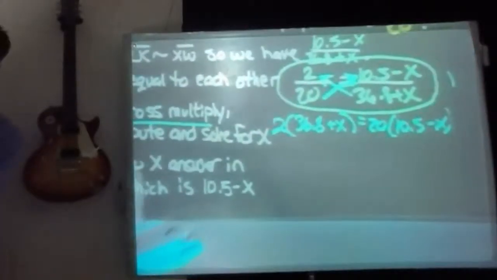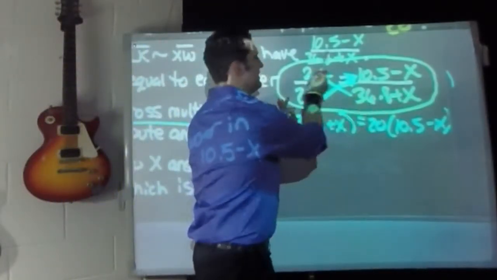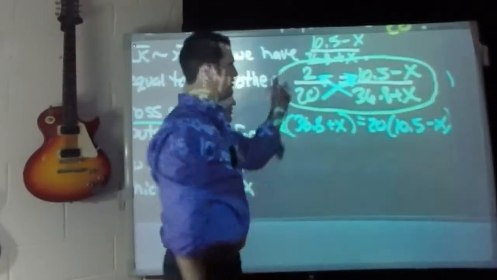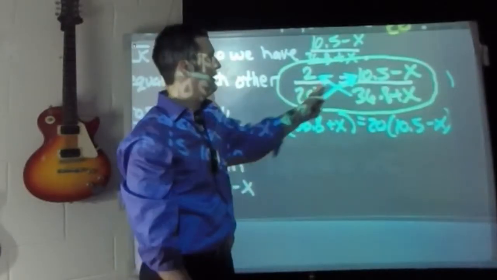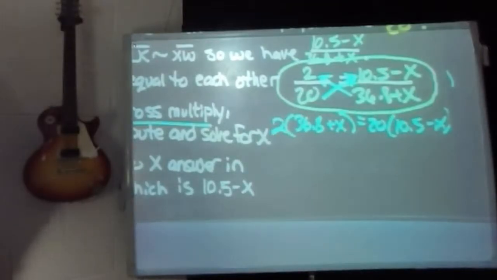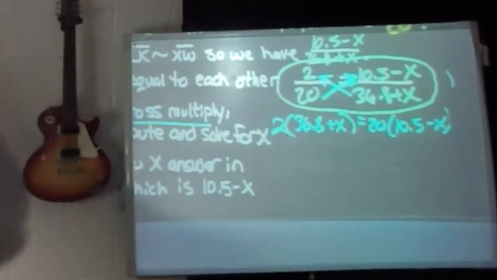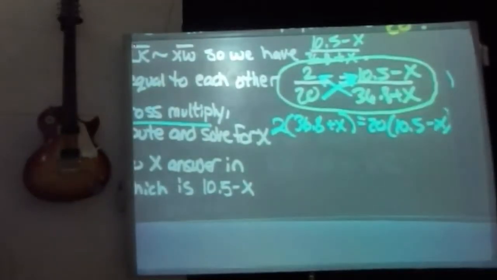So that's what cross multiply means. Make your proportion and then cross multiply. Bring this up here, bring this over there. So 2 times that stuff, 20 times that stuff. And now we don't have denominators. You're going to work this out like a kind of semi-difficult Algebra 1 problem where you have to distribute first.